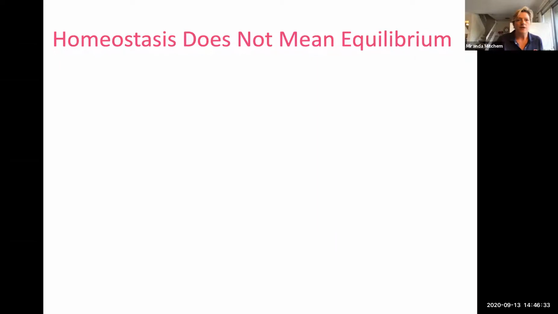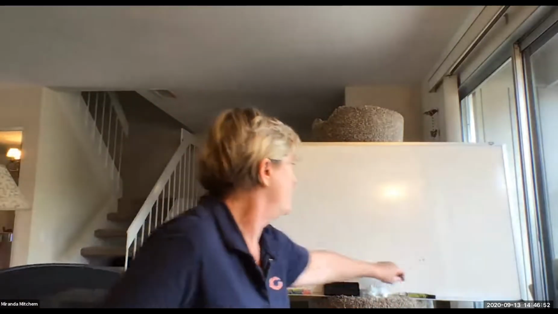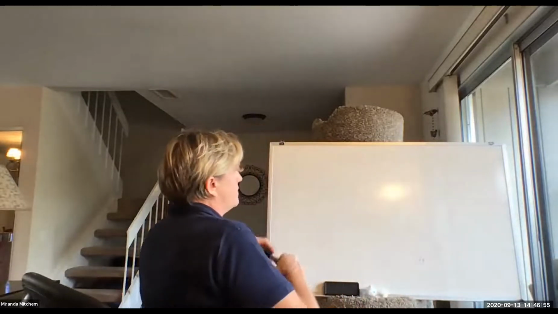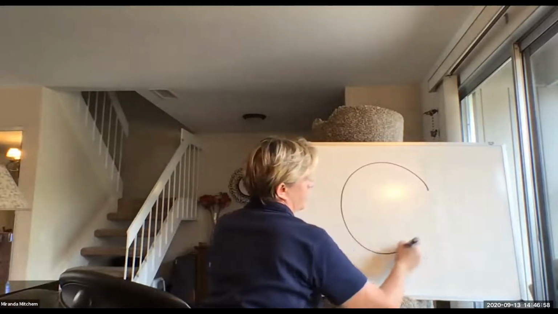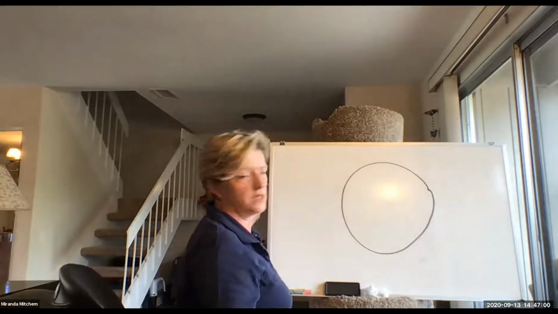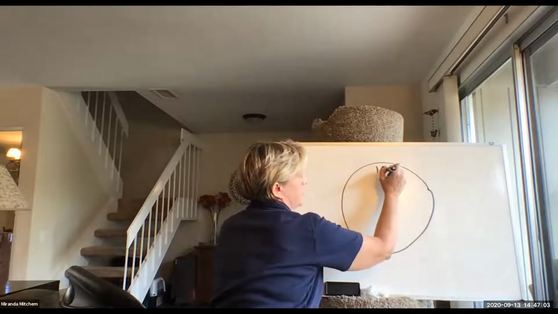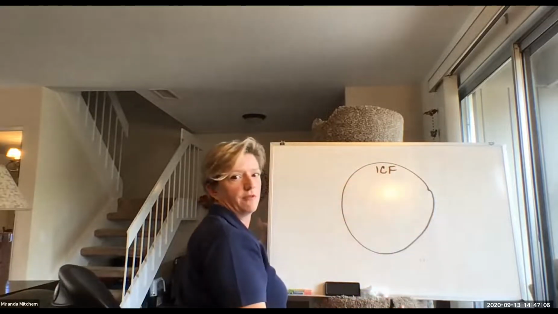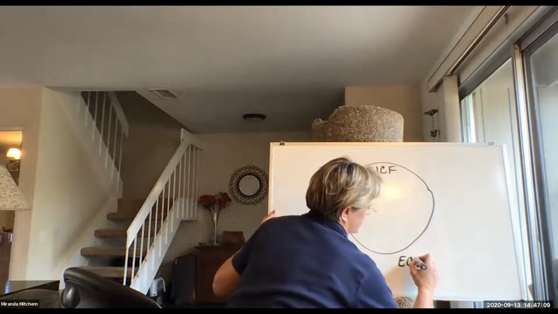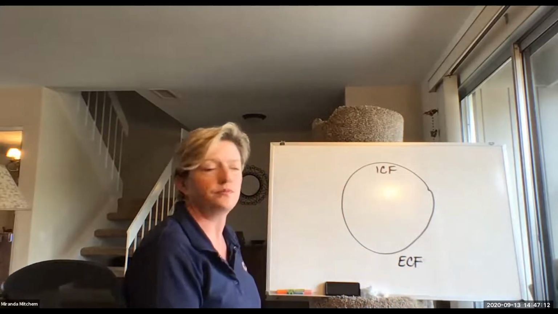Okay, so we've learned about homeostasis, and we know that it's a dynamic process, but it doesn't mean equal, right? Equal would mean 10 units inside, 10 units outside. It does not mean equal at all. So let me show you on the board here why that is. Here is an example of one of our cells, a human cell. So we've got our intracellular compartment, the intracellular fluid, and then we have the extracellular fluid outside the cell.